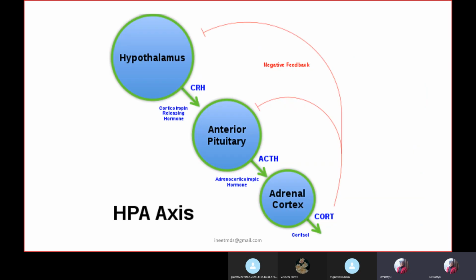And you have something called the hypothalamo-pituitary axis, in which the hypothalamus will secrete corticotropin releasing hormone to the anterior pituitary, and the anterior pituitary in return will secrete ACTH, that is adrenocorticotropic hormone, and this will in turn stimulate the adrenal cortex to secrete cortisol, and this axis is called the hypothalamo-pituitary axis.